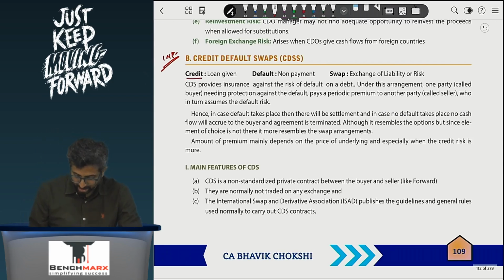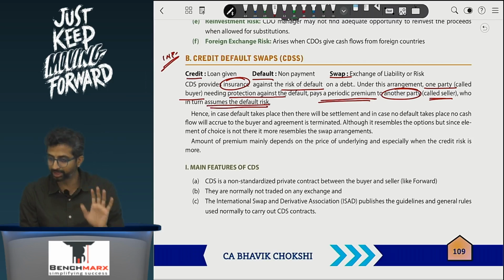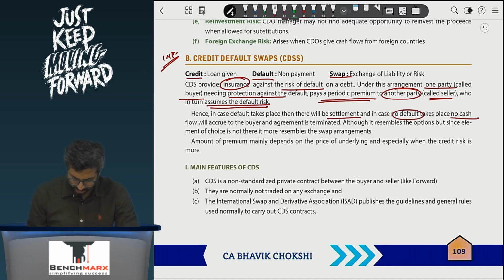Credit default swap. CDS provides insurance against the risk of default on a debt. Under this arrangement, one party called as the buyer needs protection against default, pays a periodic premium to another party called as the seller, who in turn assumes the default risk. Now why will the seller assume that risk? Because of premium. Hence in case of default there will be settlement, and in case there is no default, there is no cash flow, no settlement.